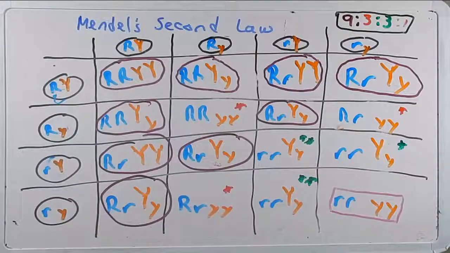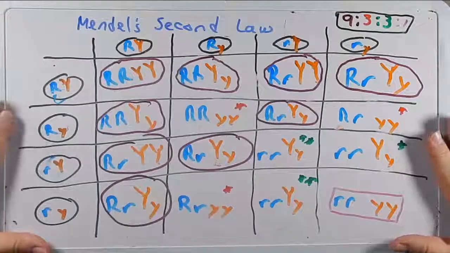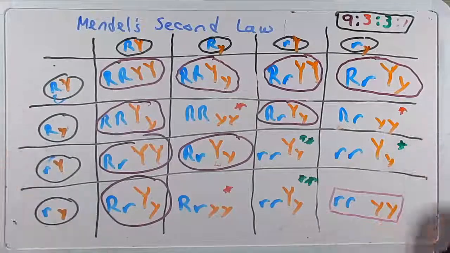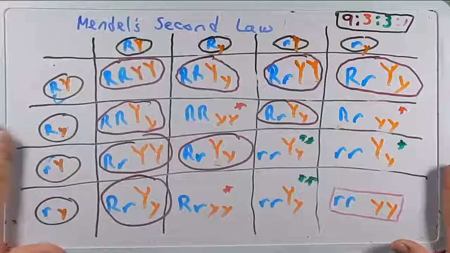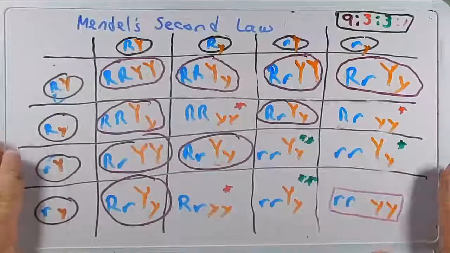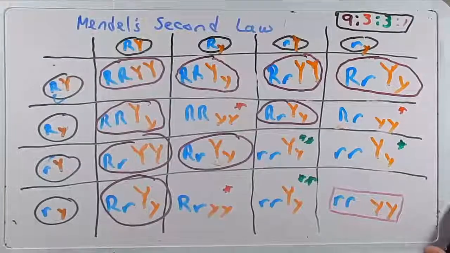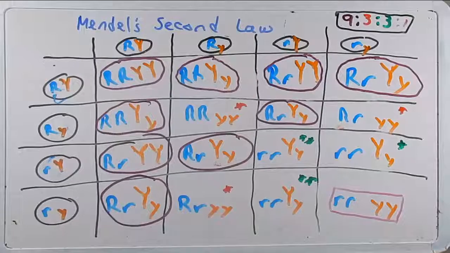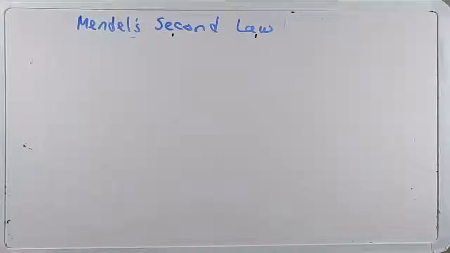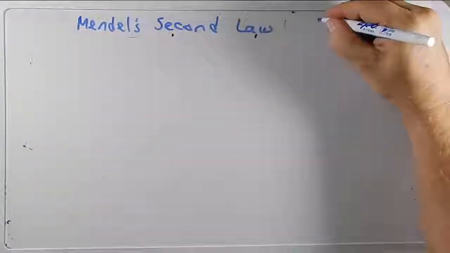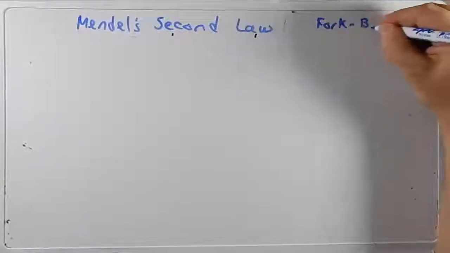This would be a good ratio to memorize. Now, on an exam or an activity, I'm never going to ask you to draw this out. It's good to be able to do so you can see how the genes interact to produce this 9 to 3 to 3 to 1 ratio. But on an exam, it's going to take you too long, and there's a lot of opportunities to make a mistake. So I'm going to show you a shortcut. And this shortcut, I'll write it up here, it's called the fork branch method.